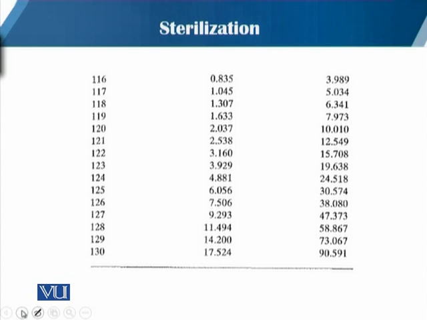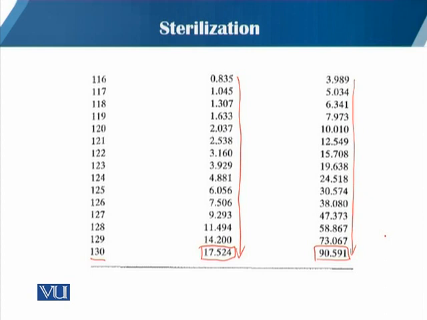When we go from 116 to 130, the specific death rate gradually increases and reaches a maximum of 17.524. As for the del factors, that rises up to 90.591. Mostly in the autoclave process, the temperature is kept at 121 degrees Celsius, where the death rate is 2.538 and the del factor is 12.549. Just keep in mind this situation: when the temperature is 121 degrees Celsius, the specific death rate, which we call K, and the del factor. If we focus on this, we can easily understand the next part.